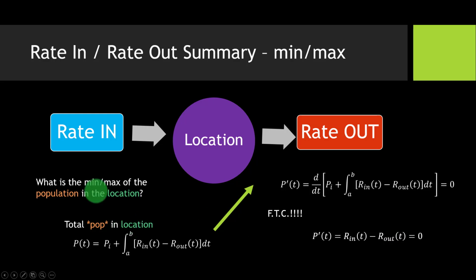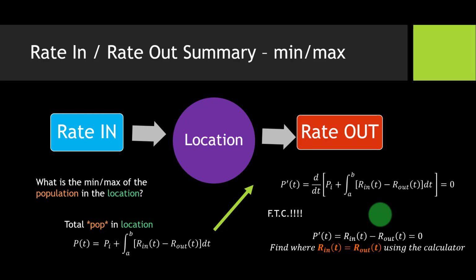And we know if we're finding min-max, we take the derivative, set it equal to 0. Now we get rate in minus rate out equals 0. That means we can set them equal, see where they're equal using the calculator. That's like with the intersection point. Find the intersection point between them. That's the basic idea of finding the min and max.